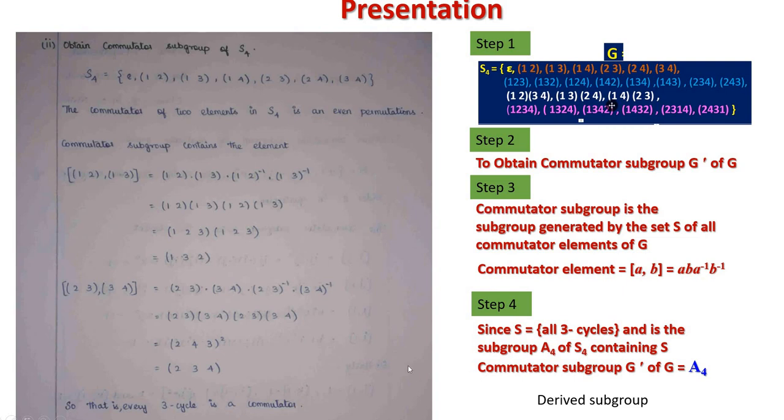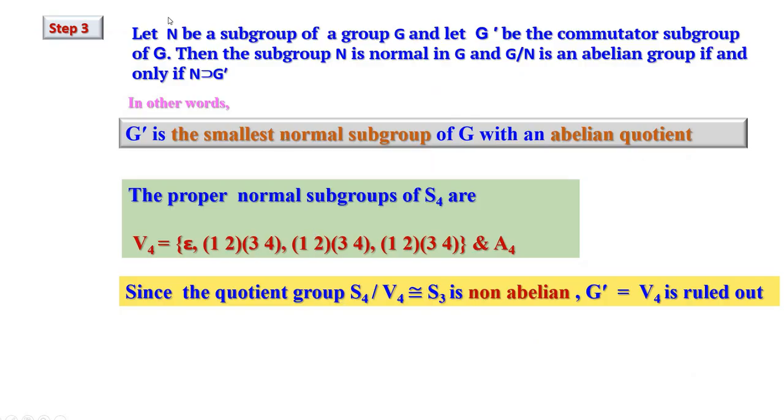So instead of presenting like this, which is time consuming, as said earlier, in step 3 we can adopt this method. You will have to mention the result, what was said earlier, the same result. In other words, you can remember this: G prime is the smallest normal subgroup of G with an abelian quotient.